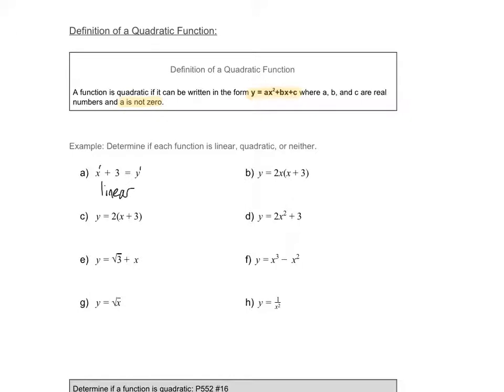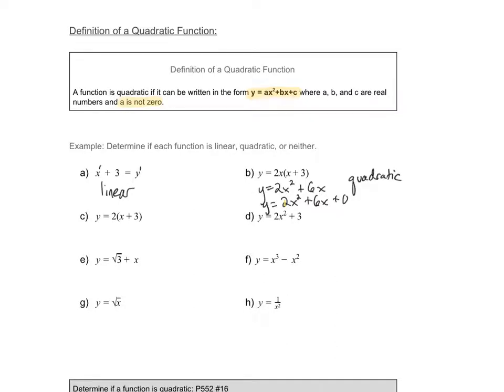And for part B, at first glance, it looks like x is to the 1 power. But if we expand this a little bit and we distribute the 2x through to each of these, then we notice that actually my highest power for x is 2 and my highest power for y is 1. And therefore, this is quadratic, because I can now identify this as y equals 2x squared plus 6x plus 0. So in this particular case, my a would be 2.